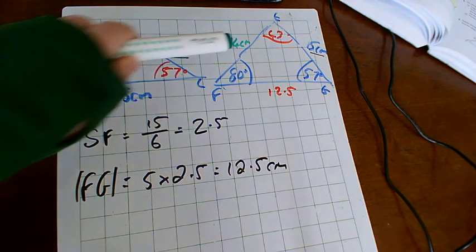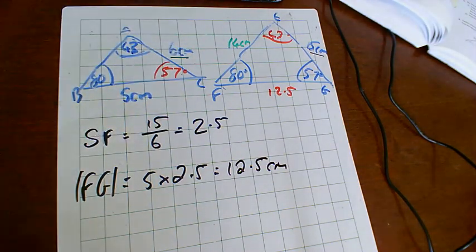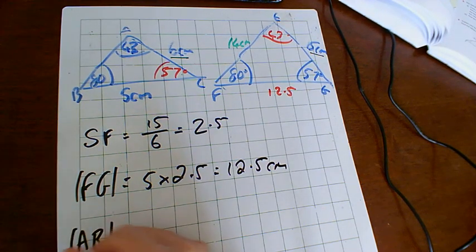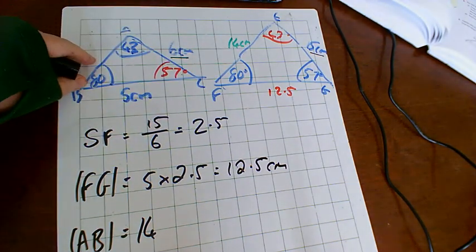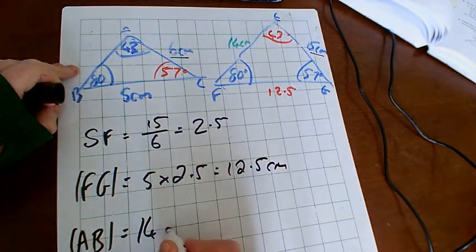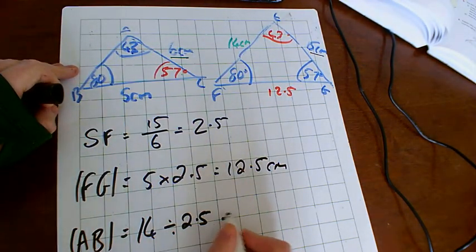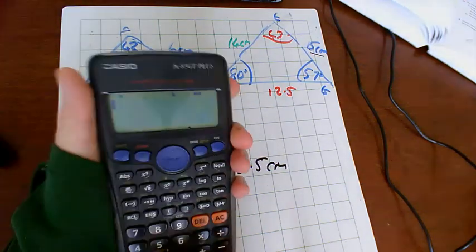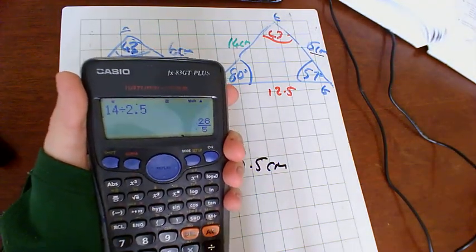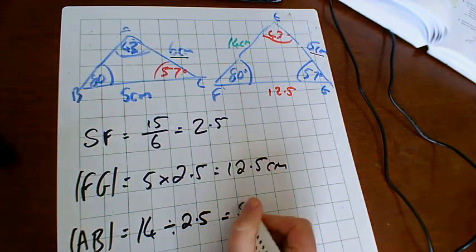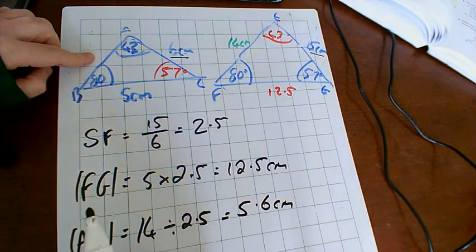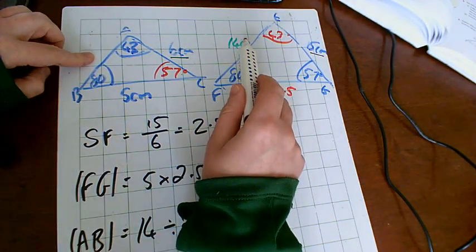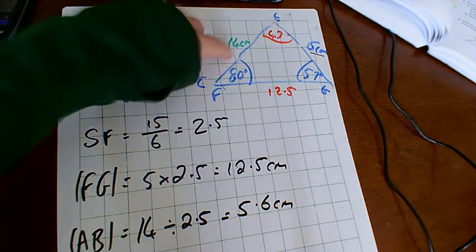Now they don't ask us in this, but say they had given us 14, they asked us to find AB. I would say AB is 14 centimeters. Now, if I multiply by my scale factor, it's obviously going to give me a bigger number. This is a smaller triangle, so if you're ever going from the bigger to the smaller, I would divide by the scale factor. And 14 divided by 2.5 is 5.6. Okay, because you can see this side is obviously going to be smaller than this side. And if you multiply 5.6 by 2.5, you get back to 14.